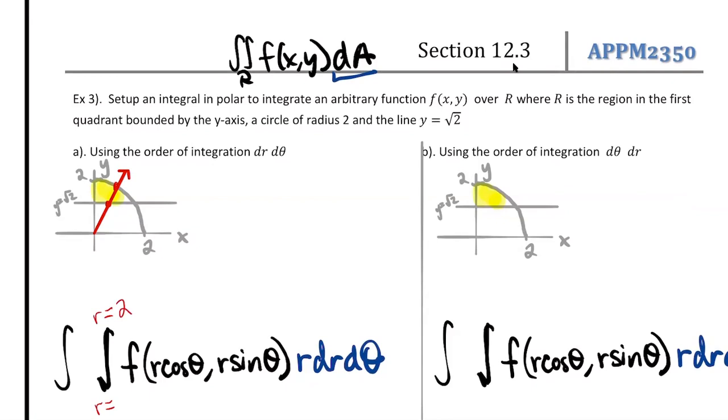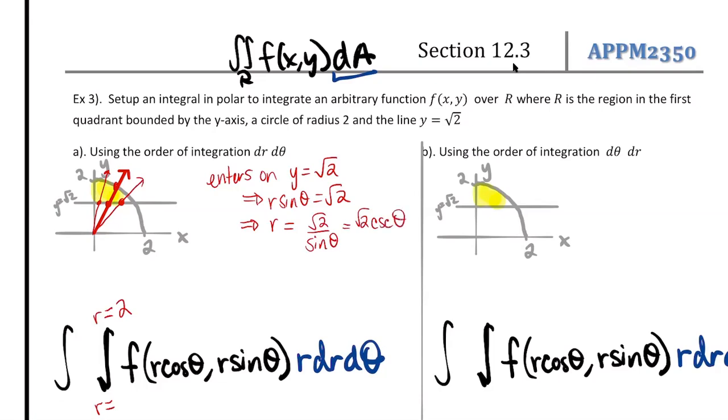It's a little bit harder to see where it's entering in terms of r. Notice no matter where I shoot this arrow, it's always entering along this line, so it enters on y is square root of 2. I'd like to convert that to see what that is in terms of r. But recall, in polar, y is r sine theta. So this is telling me it enters when r is equal to square root of 2 over sine theta, which is square root of 2 cosecant theta. And so that'll be my lower limit here.